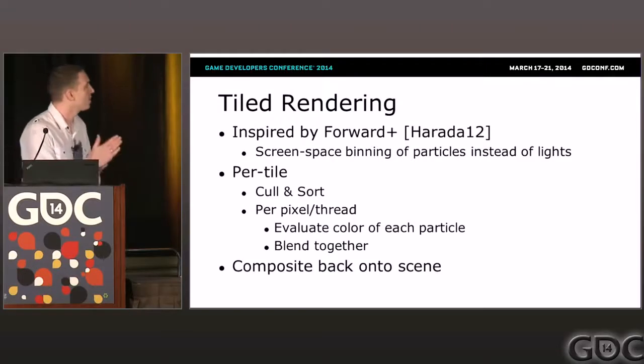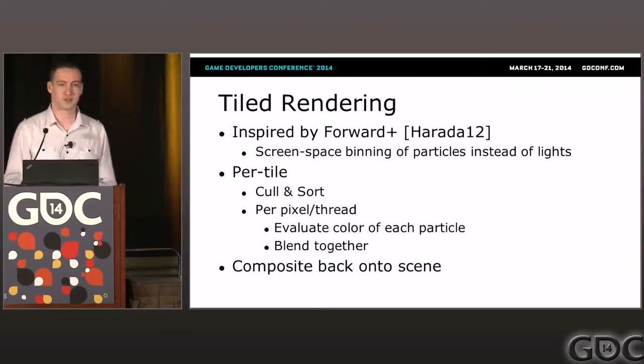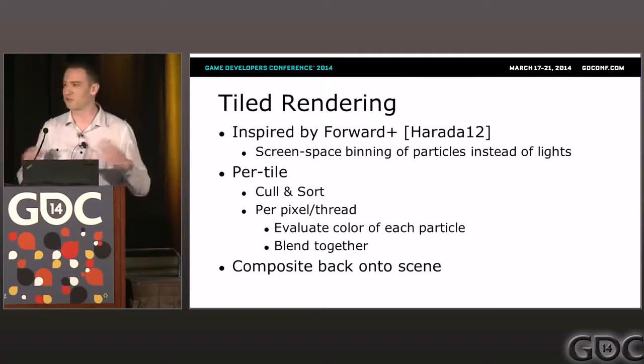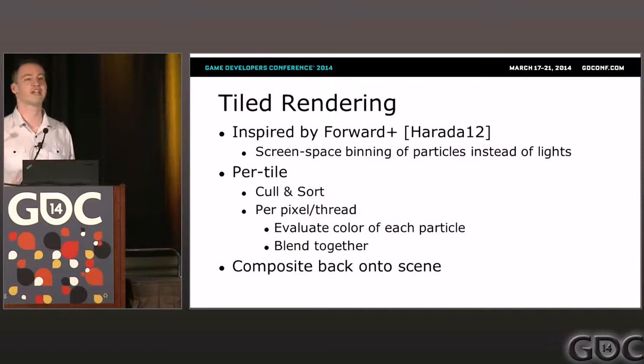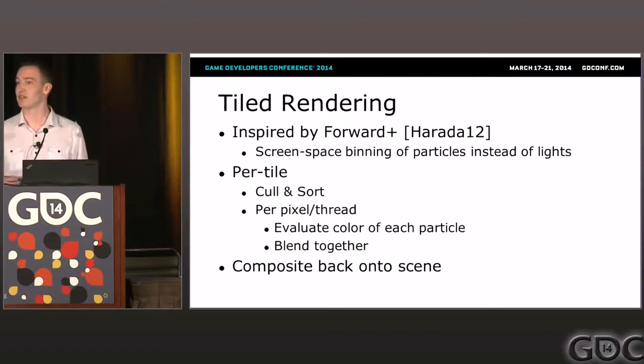So I'm going to present an interesting alternative to rasterization. This is inspired by Forward Plus. We were here last year talking about Forward Plus and extensions to that, and this is an interesting tangent to that. So instead of doing tiled culling of lights, we're now treating each particle as a sphere, so a point and a radius, and doing tiled culling of particles.